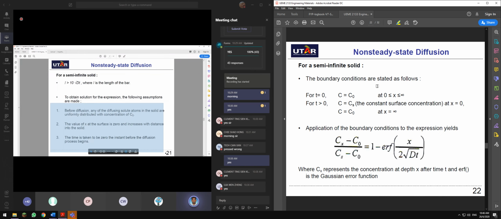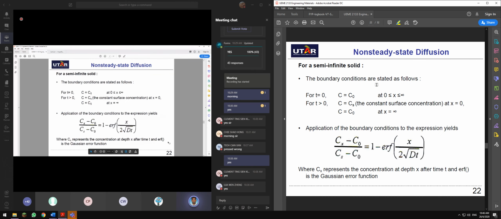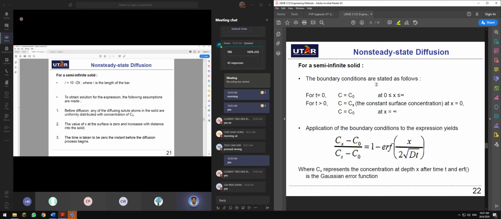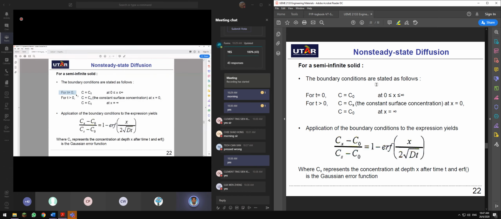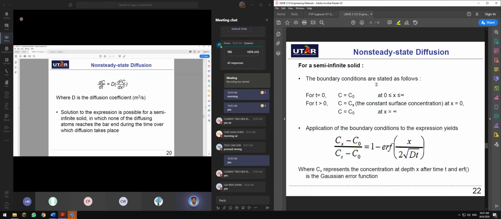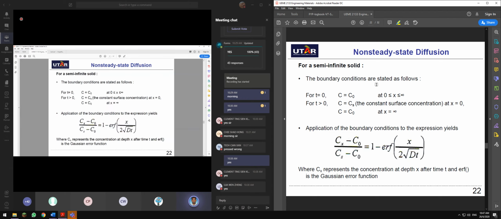For these assumptions, the conditions can be written as follows. For time equal to 0, before the diffusion begins, the concentration is C0. So the time is 0 before it begins, at the distance of 0 at the surface, and infinite, meaning it is a semi-infinite solid.